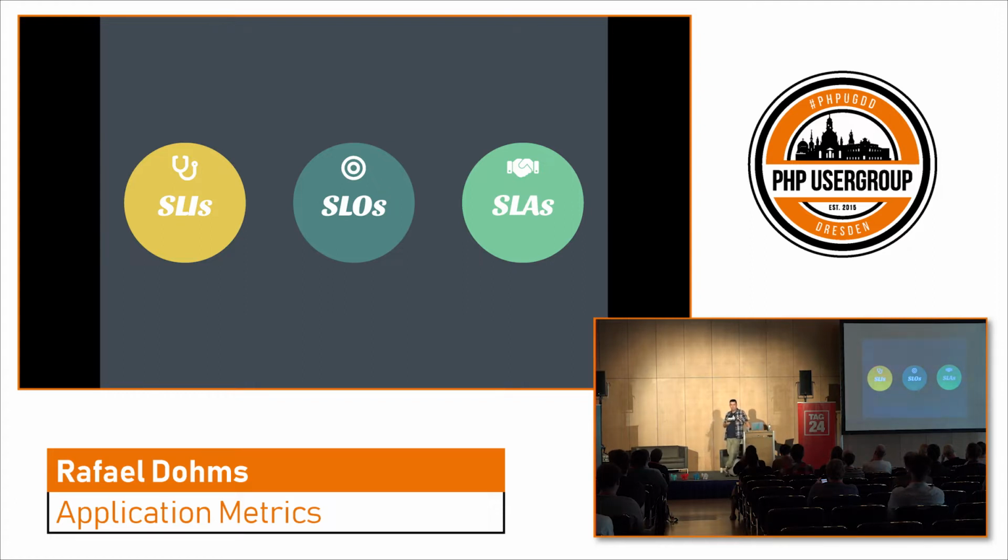So SLIs are essentially what we would consider metrics. SLIs are the service level indicators. They're the things that indicate what that thing is, or how it is going. The SLOs, on the other hand, are objectives, service level objectives. They'll tell you what you're aiming for. And then finally, SLAs are service level agreements. So let's dive a little bit deeper into that.